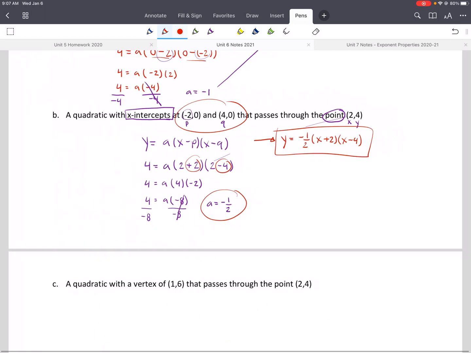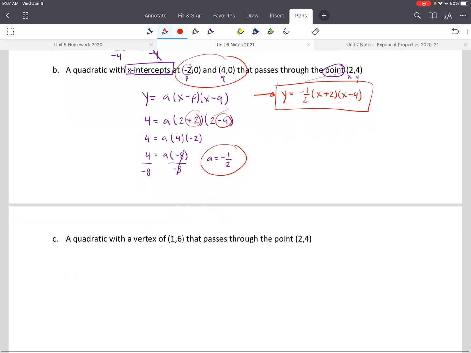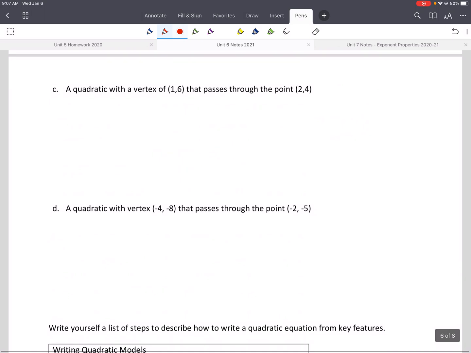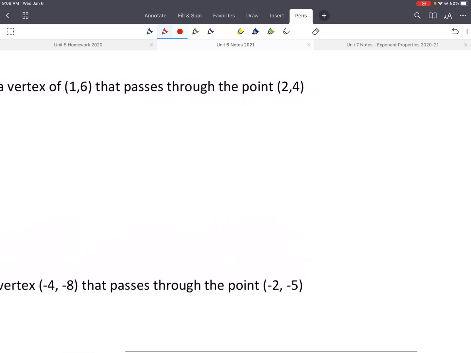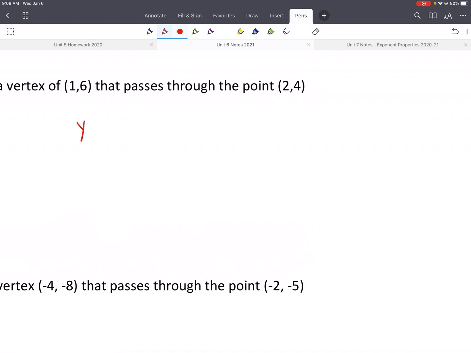All right, so those are both from intercept form. Sometimes we're also going to have it where they give us the vertex. So here, if they give you the vertex and a random point, then we're going to use vertex form. So you're going to want to write down and memorize the vertex form. That's y equals a times x minus h squared plus k. So for our vertex, that's your h and your k.